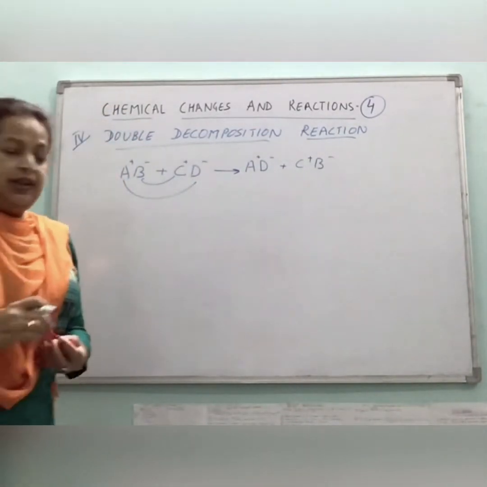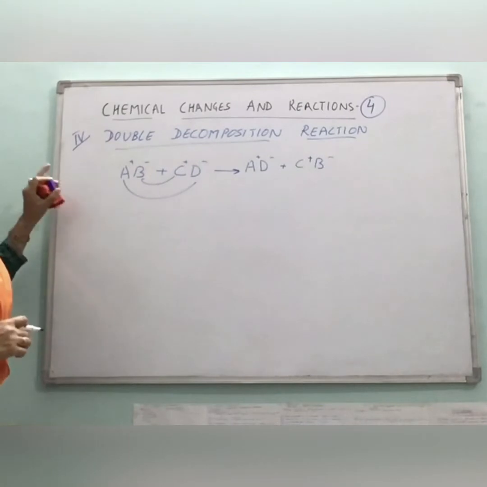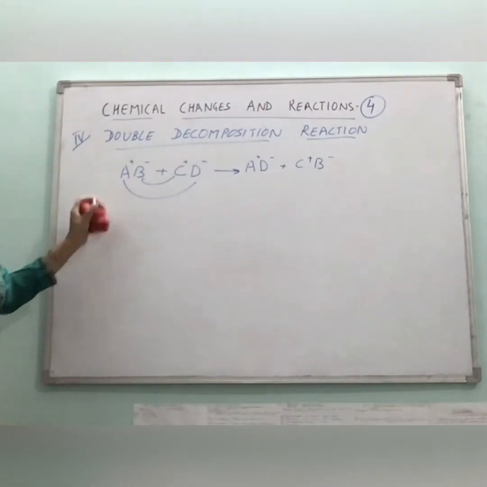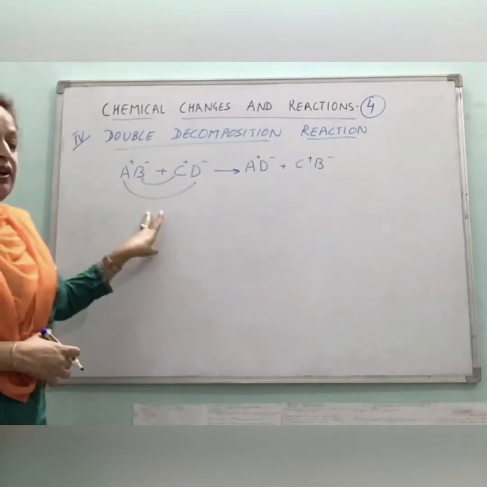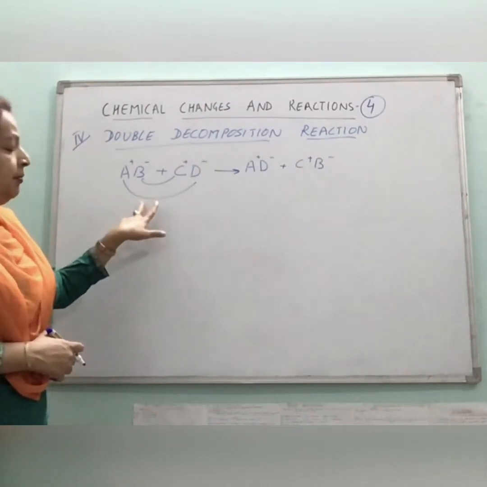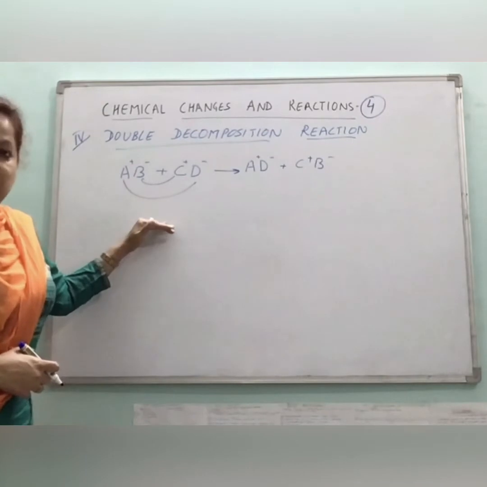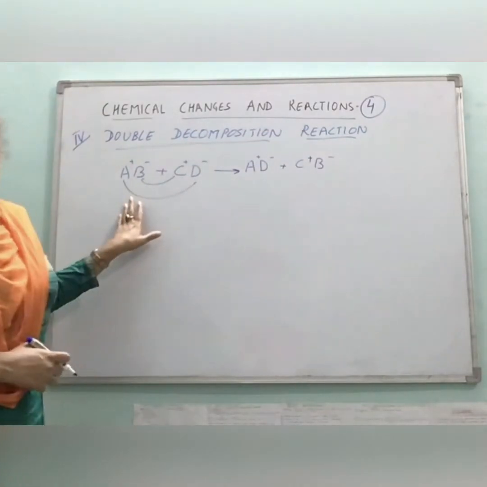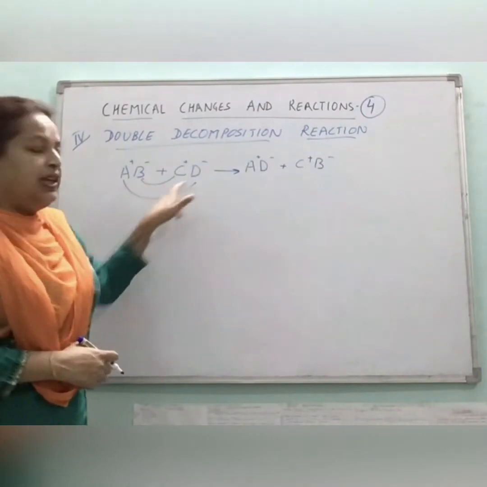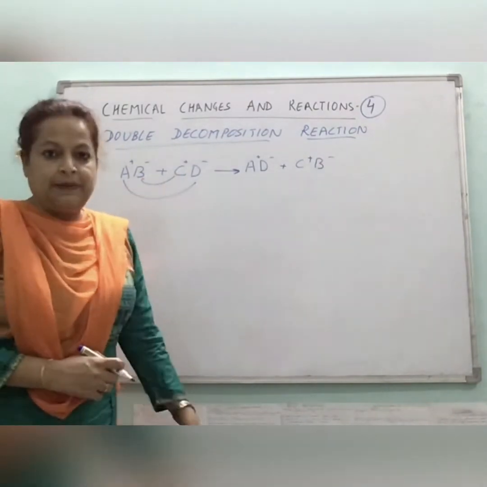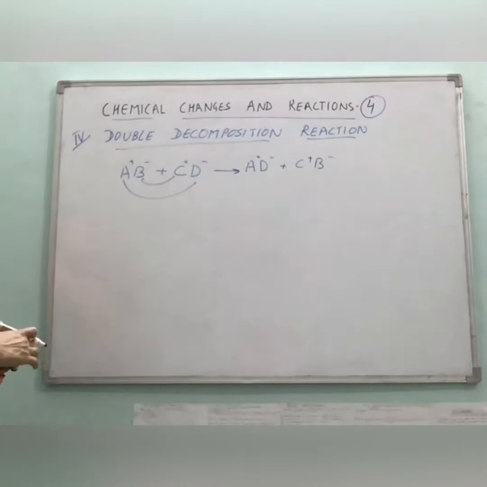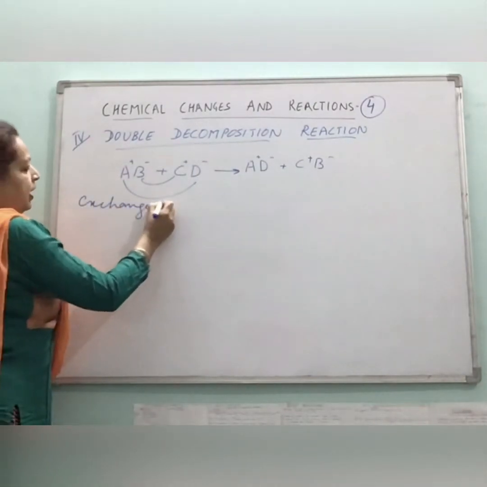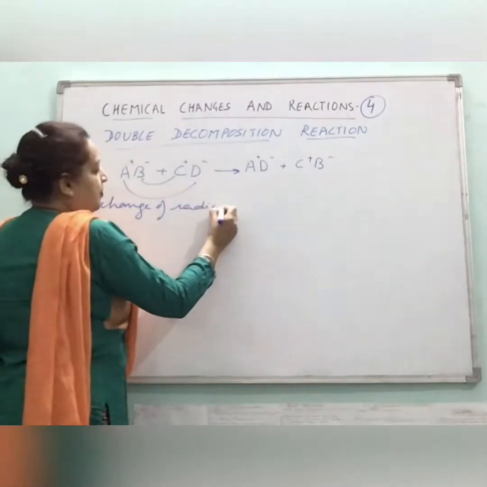Few very important things. What is a double decomposition reaction? It is a reaction in which both the compounds, and it is a must, should be in solution form. I'll tell you why in some time. They exchange the radicals to form new products. Now, what is the key word in here? Exchange of radicals takes place.